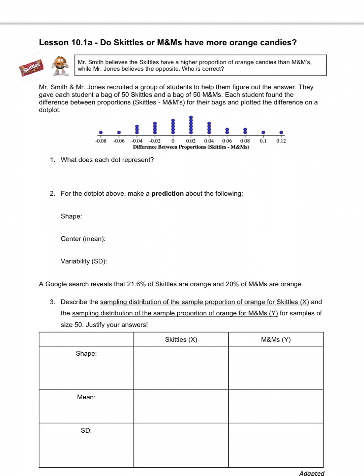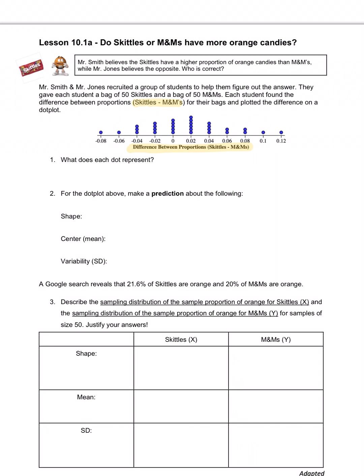They gave each student a bag of 50 Skittles and a bag of 50 M&Ms. Each student found the difference between proportions, Skittles minus M&Ms, for their bag and plotted the difference on the dot plot. So notice that what we see here are differences. So there can be negative values because some differences can be negative. And notice the direction in which we subtracted. That does matter. Skittles minus M&Ms. So if it's negative, that means there's more M&Ms than Skittles in that certain value.